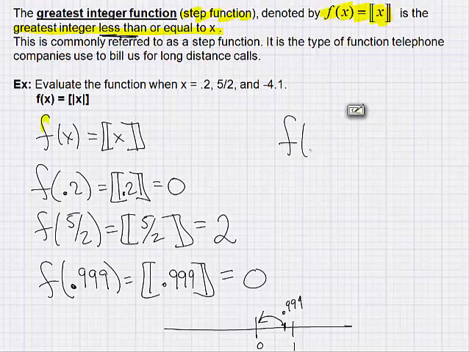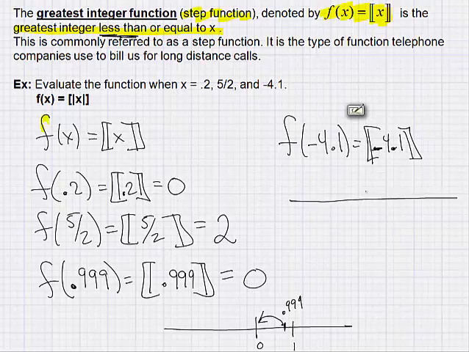So let's do one more. F of negative 4.1. If I plug negative 4.1 into this function, I have to round it down. So negative 4.1, I have to round this down to the closest integer. And what a lot of people will say is negative 4. But if you really think about it, here's negative 4, here's negative 5, here's negative 4.1. If I round down, I always move to the left. The one to the left would be negative 5. So this rounds down to negative 5. So this is what it looks like to evaluate this step function.